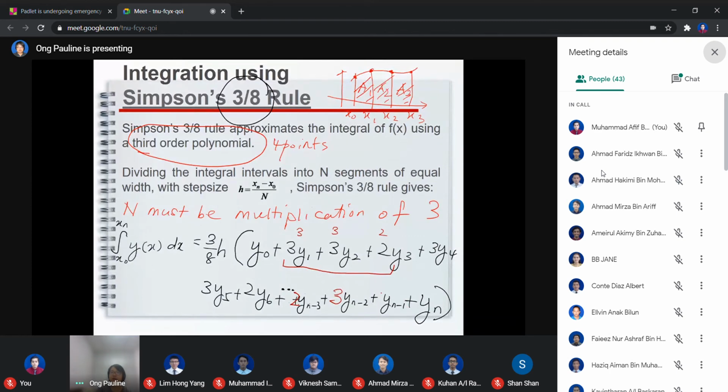and 3yn minus 1. So you start with 3, 3, 2, and you need to finish it with 2, 3, 3. The starting point you multiply with 1, and the ending point you multiply with 1. So this shall be the equation for us to use for the Simpson's 3/8.